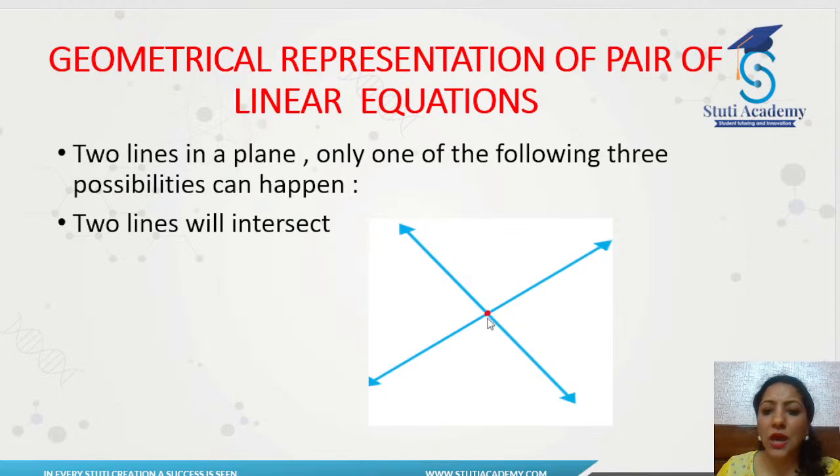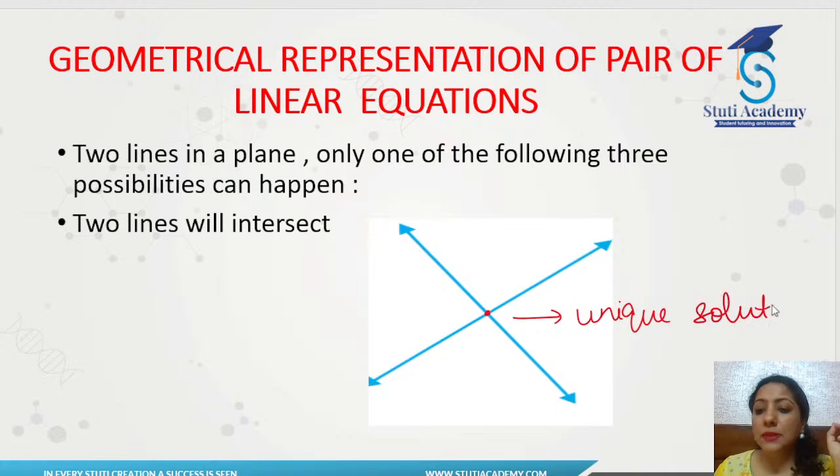So how many points do we have here? We have only one point in common. Since the lines are intersecting, we have only one point in common. So this is the case of unique solution. That means there is only one solution. There is only one pair of values of x and y which is going to satisfy both the equations simultaneously. That's the case of intersecting lines.